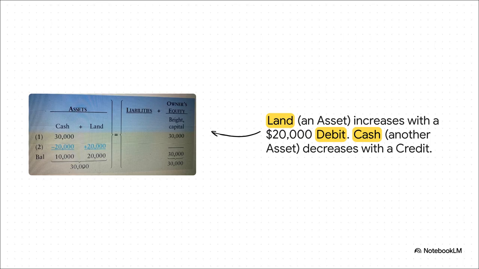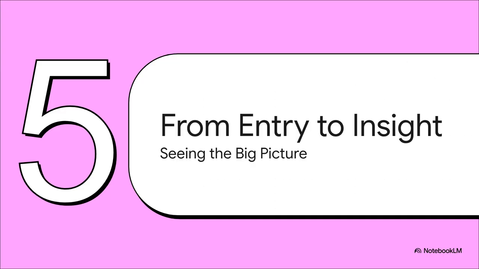But to buy it, it had to give up something. It spent cash. Cash is also an asset, and to make an asset go down, we credit it. So we credit cash for $20,000. See what happened? We just swapped one asset for another. The total amount of assets didn't change at all, and our equation is still perfectly balanced. I think you're starting to see the pattern here, right? Every single financial event, no matter how complicated, gets broken down into this simple two-part entry, a debit and a credit. And it all works to keep that main equation in balance.